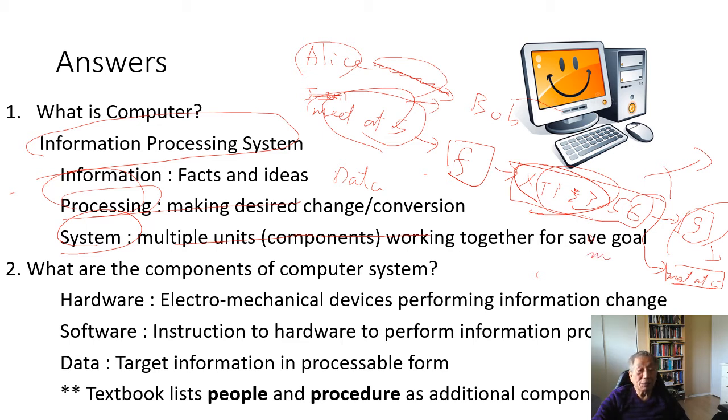So multiple units working together for the same goal is a system. An information processing system is more like you have not the flour, not the sugar, not the water, but some kind of knowledge, some kind of facts, and some kind of ideas that convert into a certain form and then are made into something better or some different form. In doing so, we need many components, many parts working together.